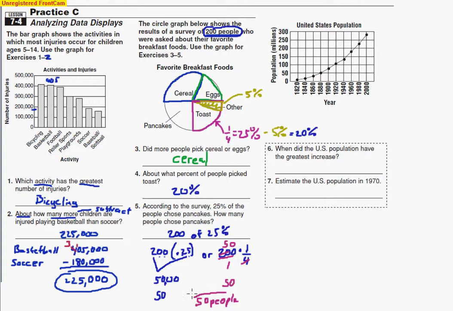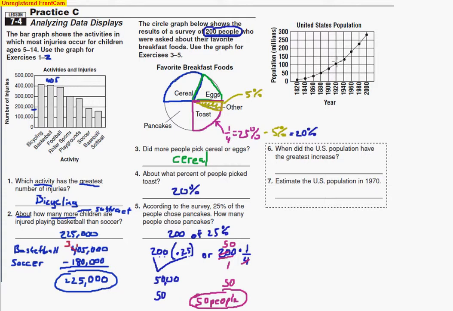Well, let's take a look at the last set of directions, a different way to display the table. This is a graph with points and then a curve connecting these points. What we're going to end up doing here is answering this question about when did the U.S. population have the greatest increase. The greatest increase is where the line is the steepest. You see how they're connecting these points, it looks like, with lines.